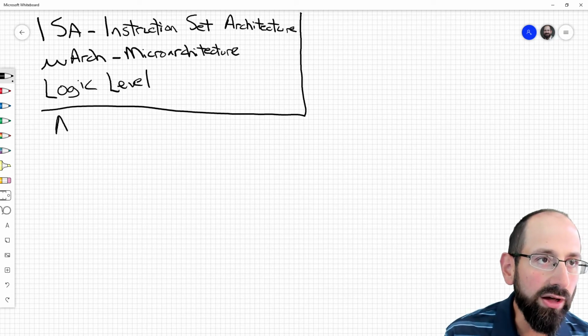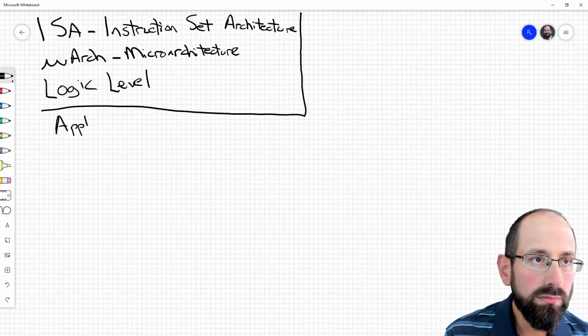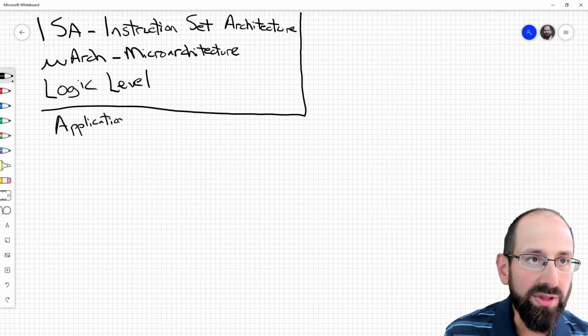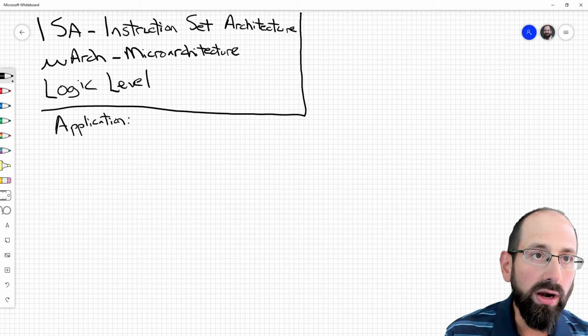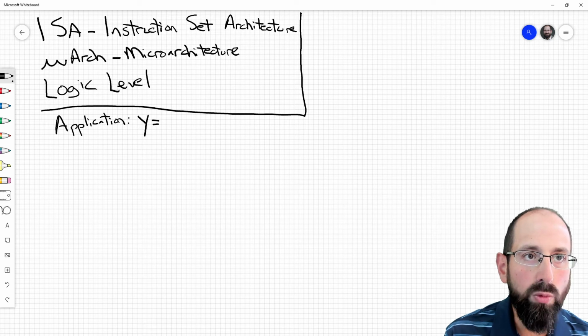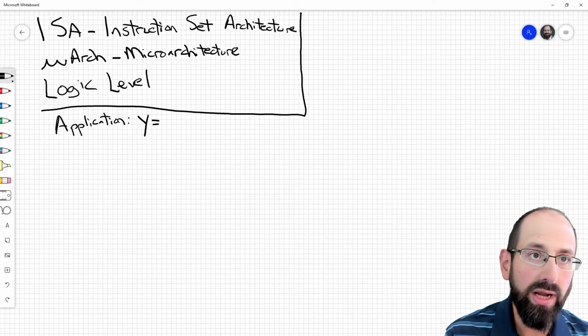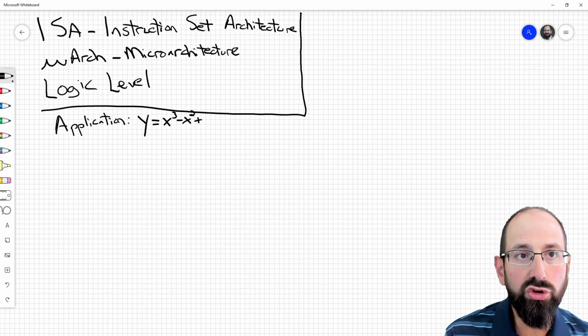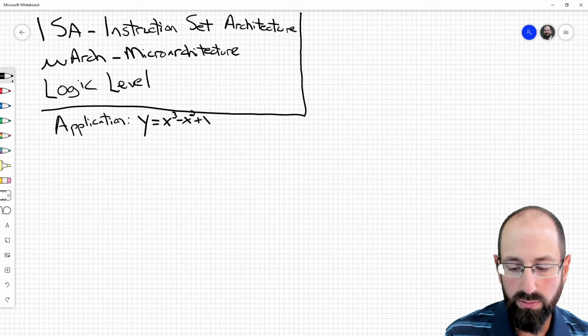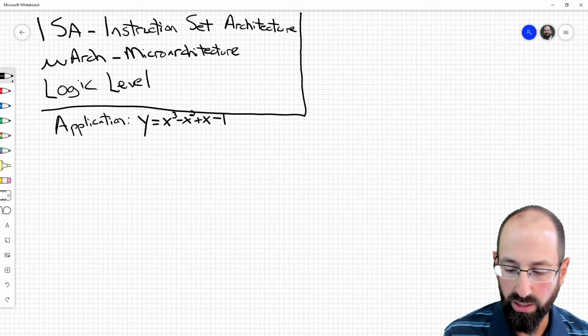The application I thought of is not like an app in that sense. It can be thought of as just a single signal processing application where I want to calculate some output Y, and Y is going to be some function of an input X. Yes, it's math, but it's not hard math. X cubed minus X squared plus X minus 1.